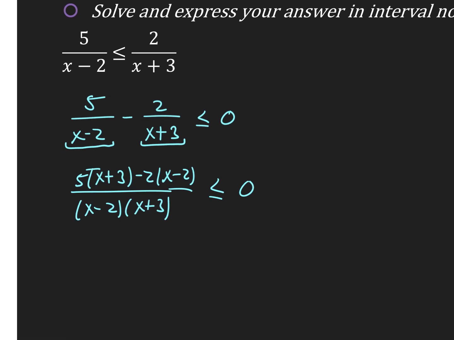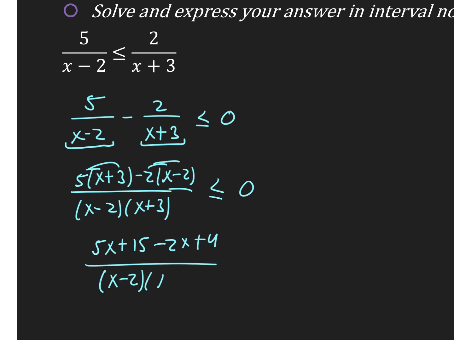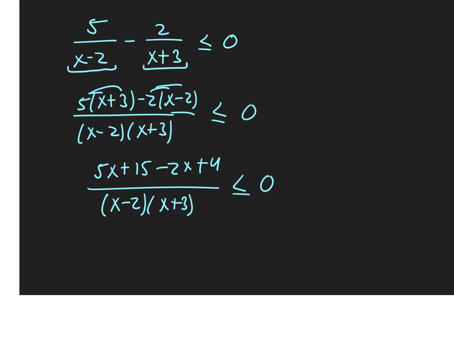All right, and then I can distribute that 5, distribute that negative 2, and I get 5x plus 15 minus 2x plus 4 over x minus 2, x plus 3 is less than or equal to 0. All right, and then to clean up the top, we would do 3x plus 19 over x minus 2, x plus 3 is less than or equal to 0.